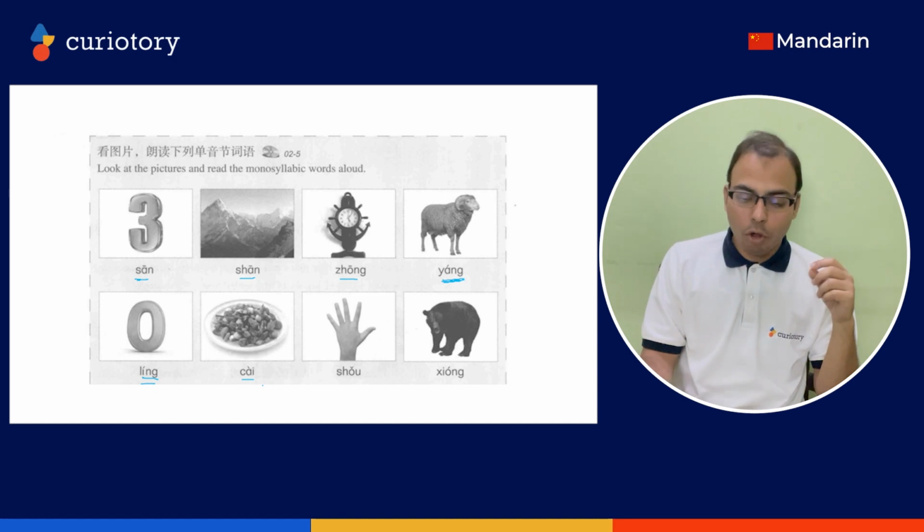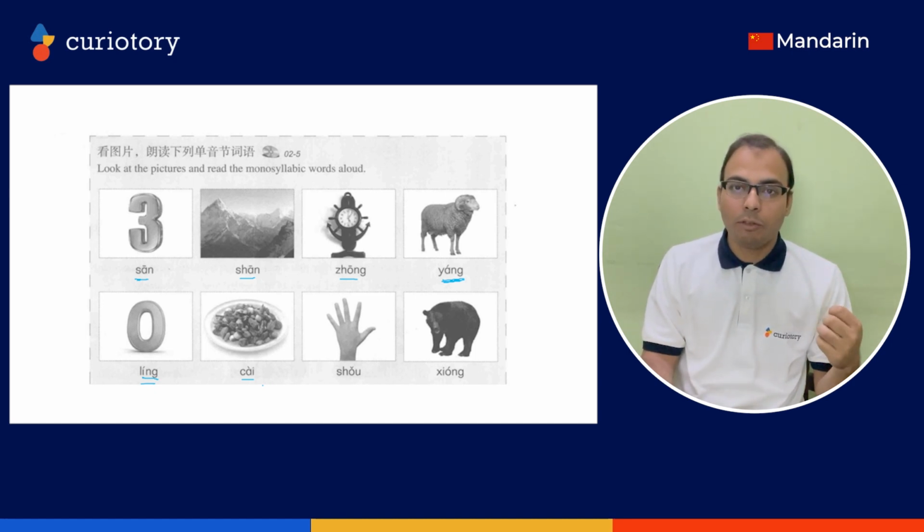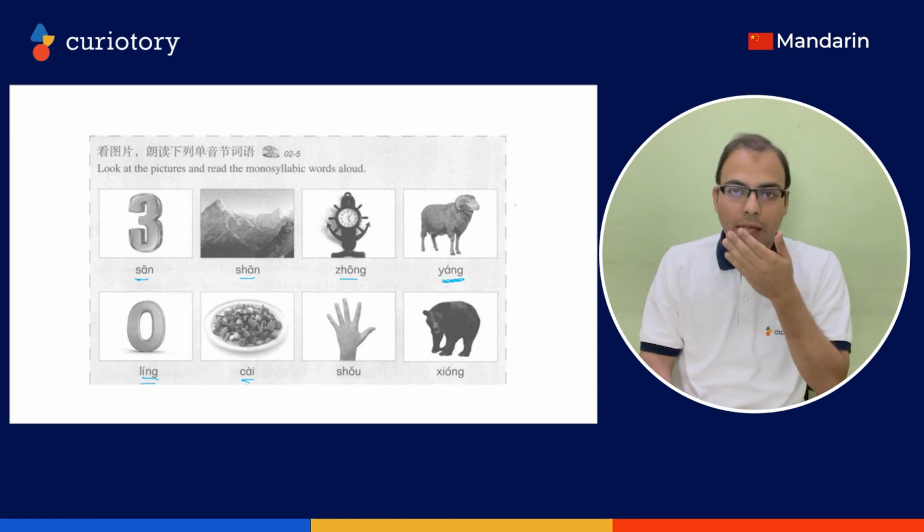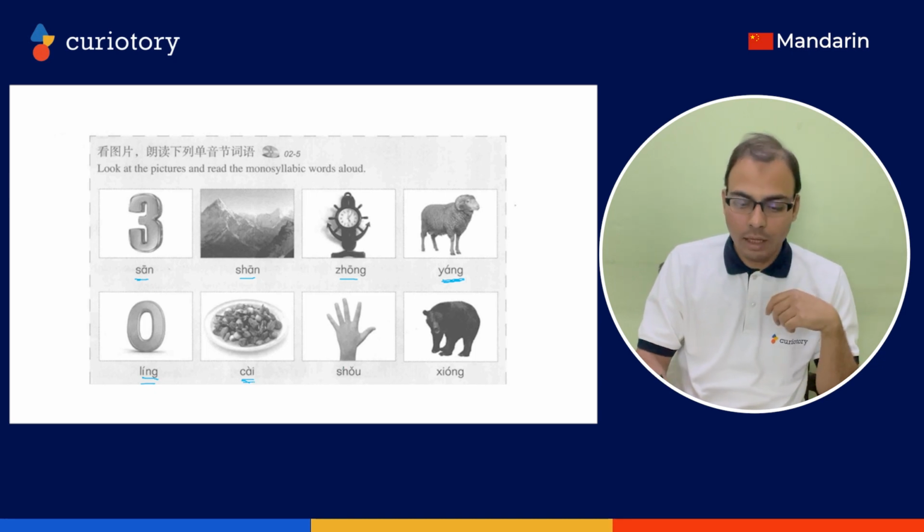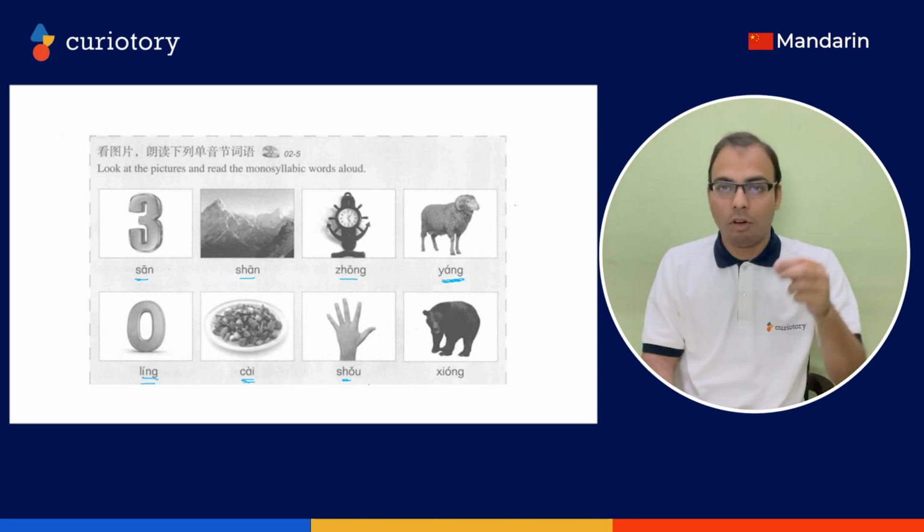Now note one thing. When I told you about C, I also told you that your voice should be aspirated. So in the case of C, you have to make sure that air is coming out of your mouth. Now repeat after me. Cai, Cai. Okay. Now shou, shou. Third tone. What do we do in the third tone? Falling, then rising.